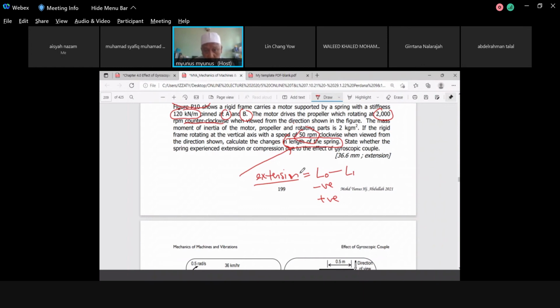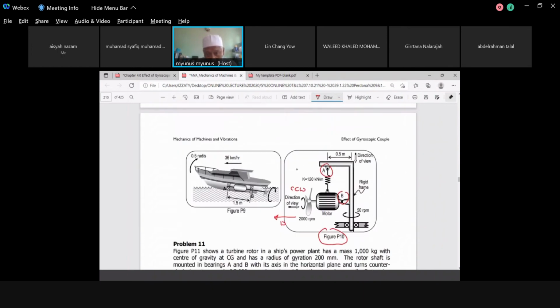Okay, so we are going to look for this. How much is the tension in the spring now? We do not know yet at the moment. What we do know is that if you look at this from the top, we have omega. From the top here, this one is rotating. What does it mention here?